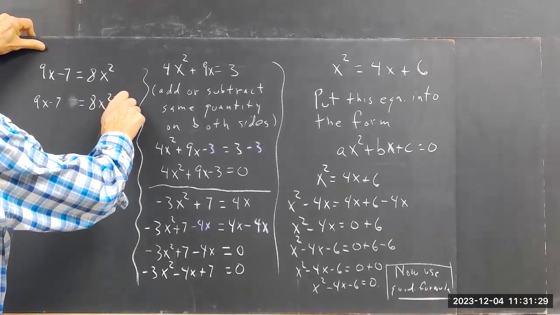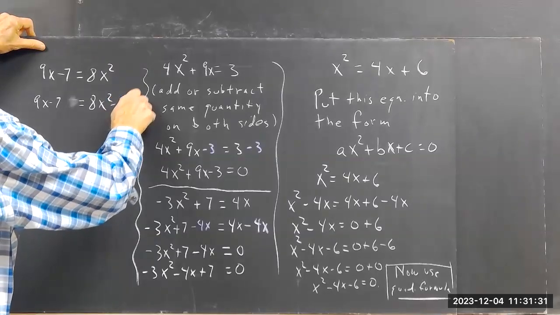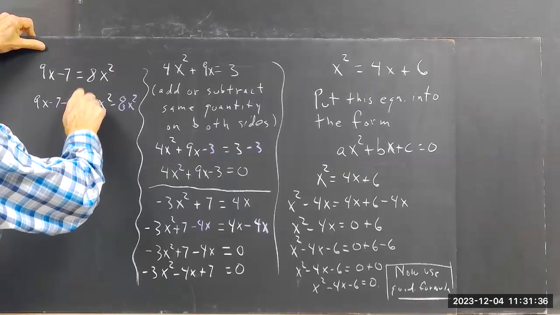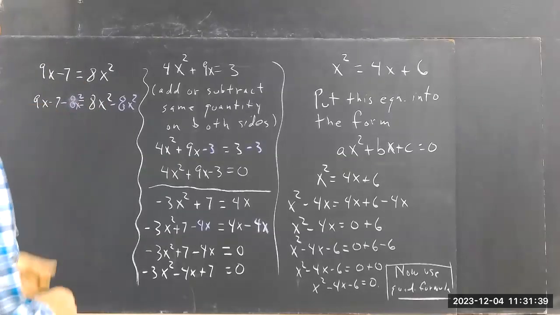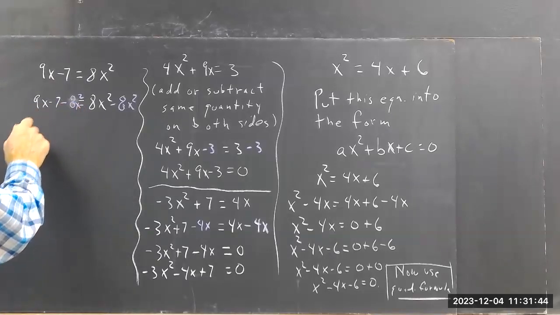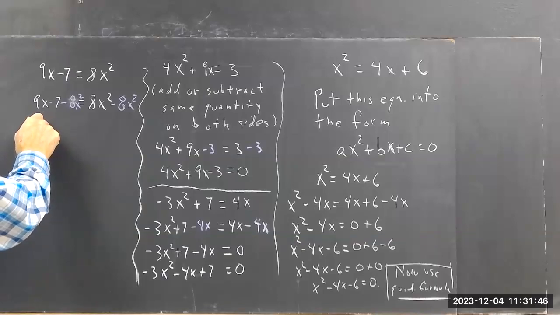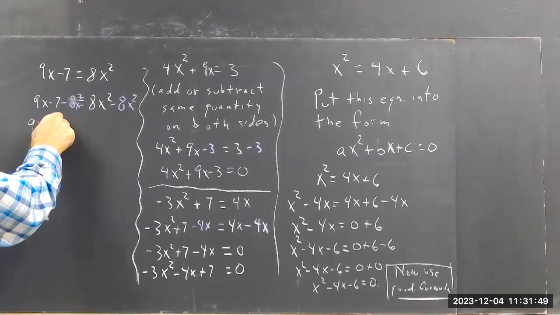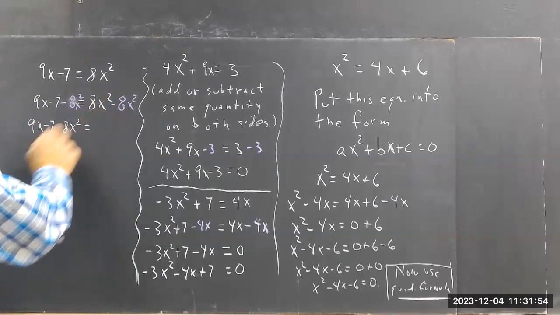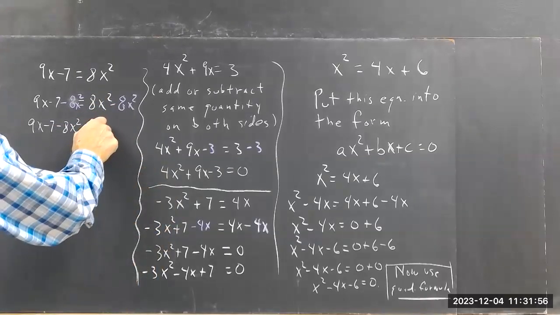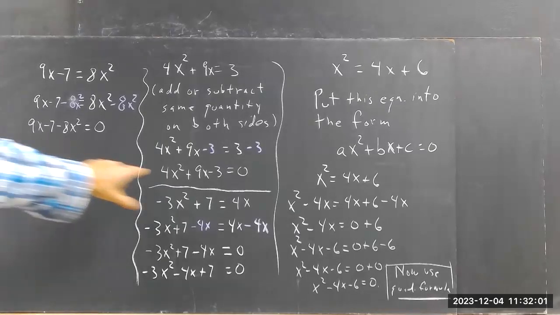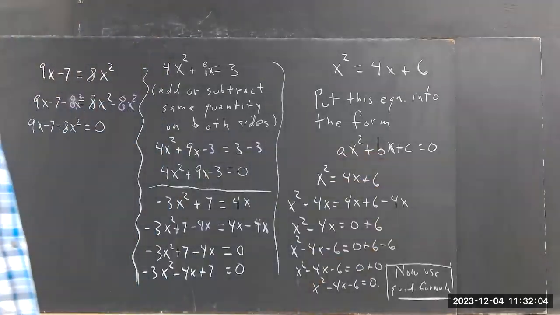Okay, so anyhow, we're going to subtract 8x squared from both sides. That's a little sloppy right there, but I think you can see what we did. I didn't leave myself quite enough room to write it out. So what we get then on the left-hand side is 9x minus 7 minus 8x squared. And when you subtract something from itself, it gives you 0. Basic principle.